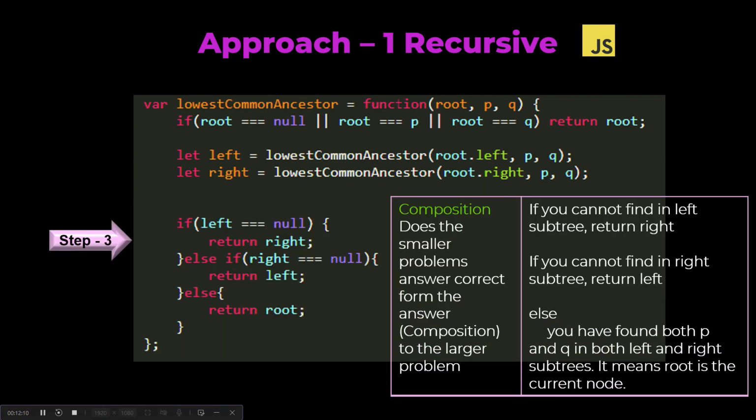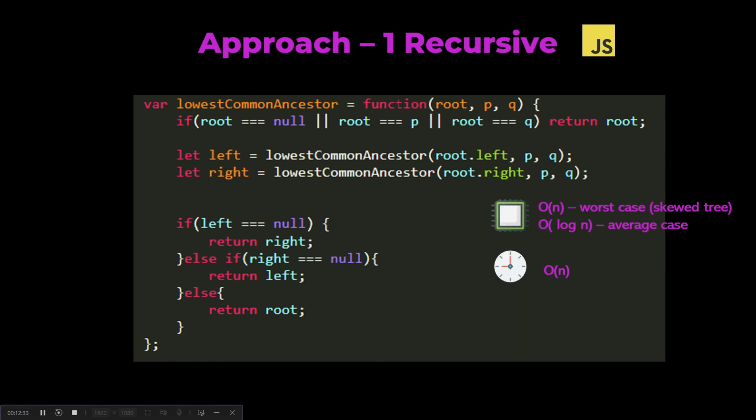Last step, composition. We check: if the left is null, then we return right, and the call will come back to here, and we will keep checking the right side. Same thing again: if the right is null, then we return left, so we keep checking on the left side. Otherwise, we return the root.